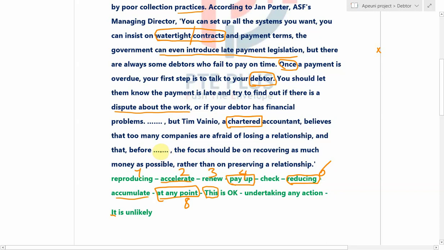So if you want to guess, before doing anything else, before making a connection, make sure that your focus should be on collecting, recovering as much money as possible, rather than on preserving. Don't focus on preserving your relationship. If you can guess well, you will figure out what to use here. In the options, before undertaking any action. There are so many options here. As you're reading, you have to first make your own guess, and then go and find your answers.